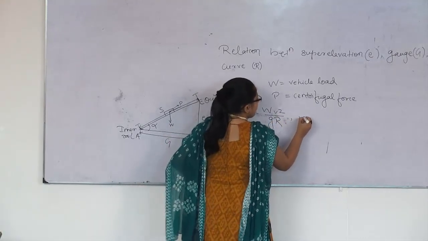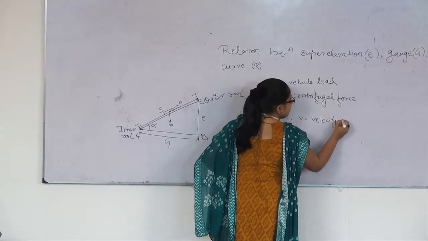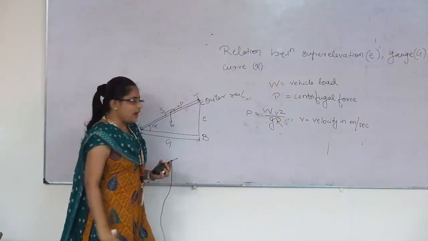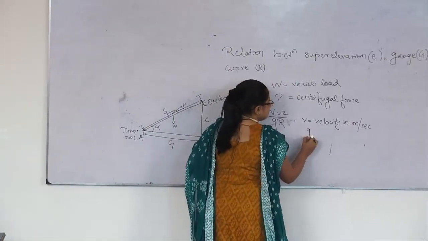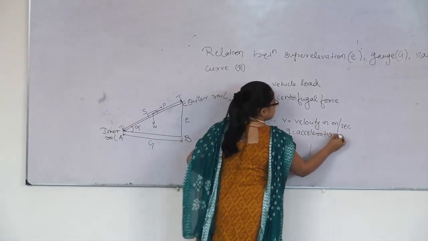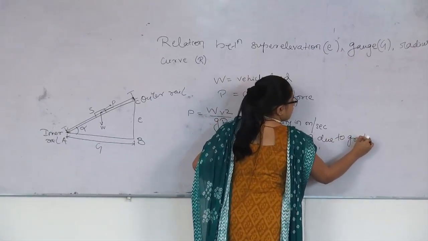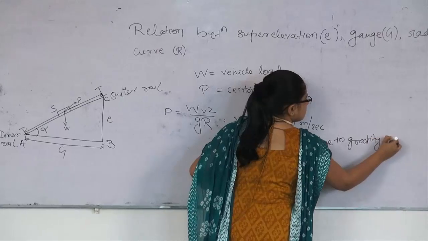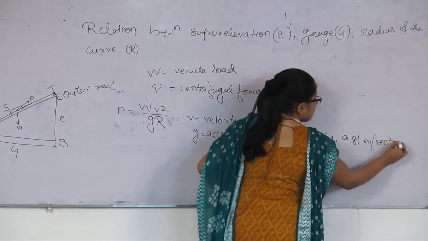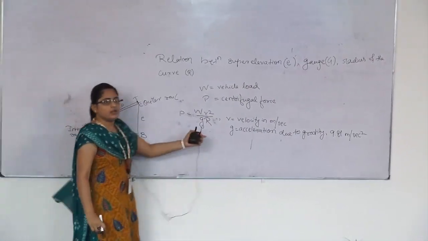This V stands for what? Velocity in meter per second, and G is your acceleration due to gravity. What is the value? 9.81 what? Meter per second square. Okay. So now we got this.